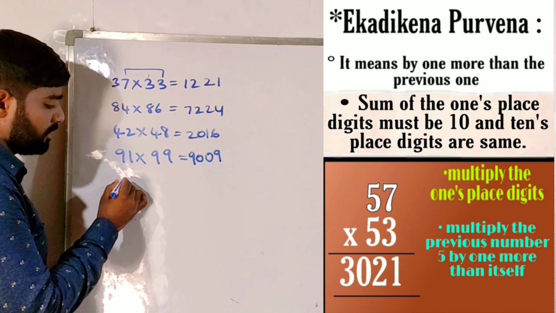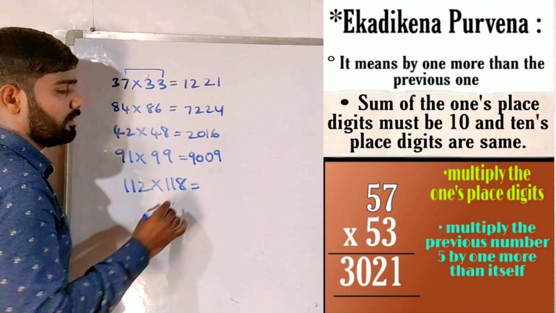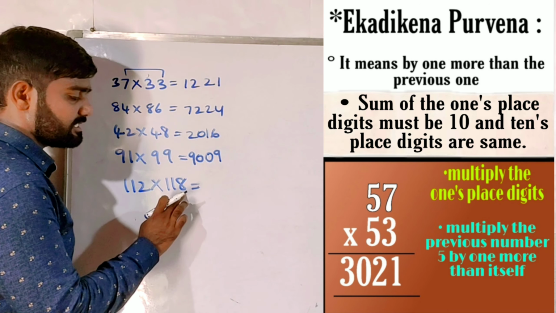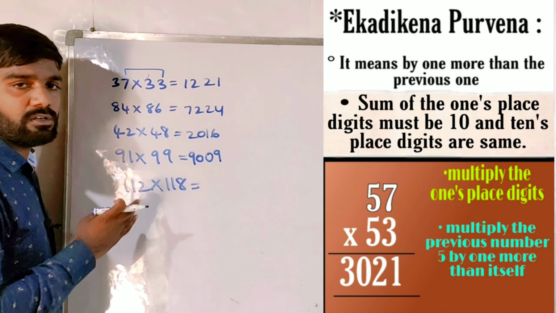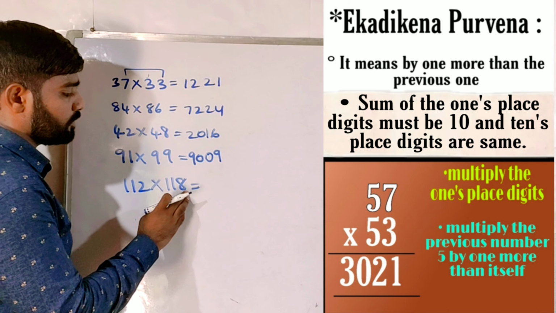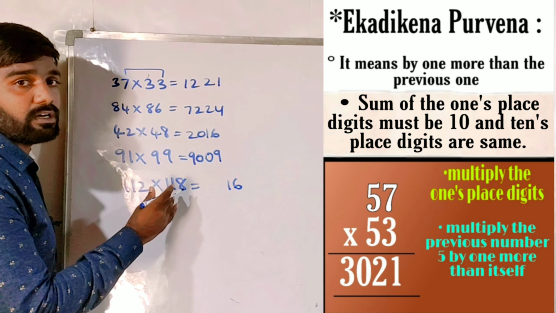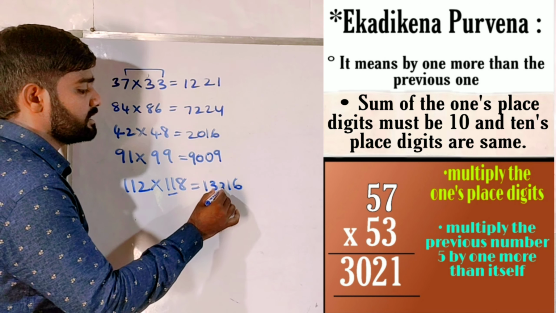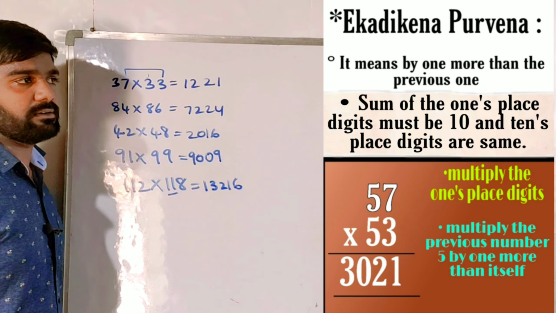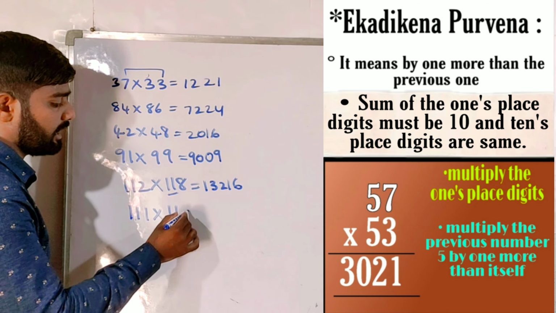One example, 112 into 118. Sum of the units place digits is 10. So we can apply the formula and the remaining set of digits also same. 2 8s are 16. Remaining set of digits is 11. One more than 11 is 12. 11 12s are 132. The answer is 13,216.